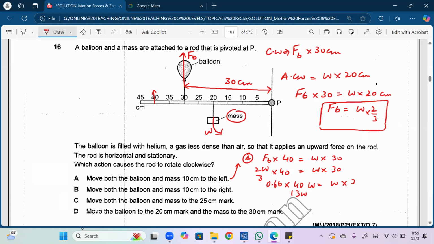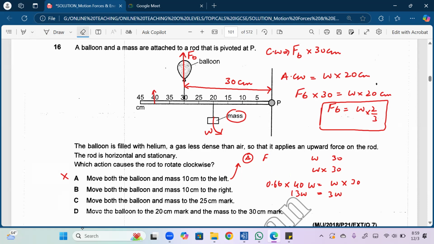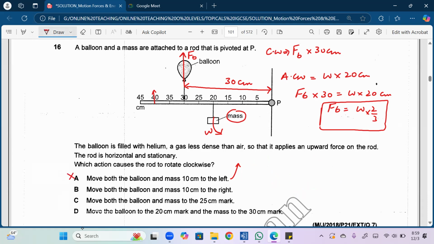It is going to produce 13W equals 3W or 30W, which is not the desired answer because the right-hand side, like the anti-clockwise moments, are bigger now. So we would go for option D. So option A is not taken to be a correct option. If we take option B and start solving it, option A is taken as wrong right now.